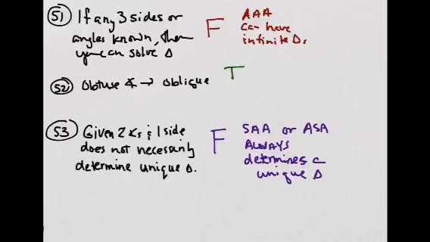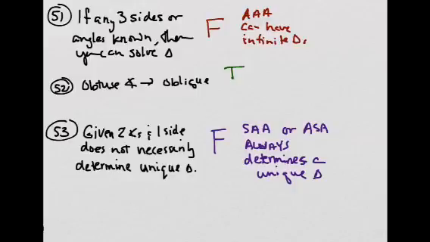52, if a triangle contains an obtuse angle, then it must be oblique. So if it has an obtuse angle, it must be oblique. Yes, that is true. 53. Oh, and it says to explain, right? Justify your answer. Well, you can't have an obtuse angle and a right angle in the same triangle, right? So then if you have an obtuse angle, it has to be oblique. It can't be a right triangle.